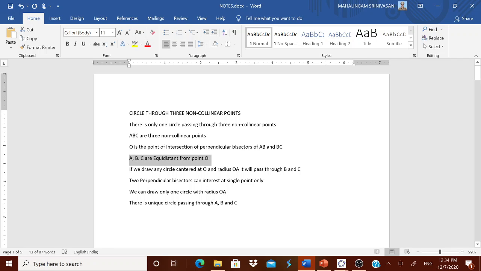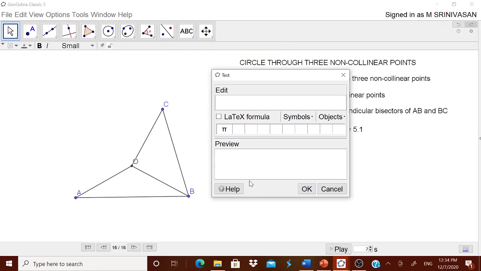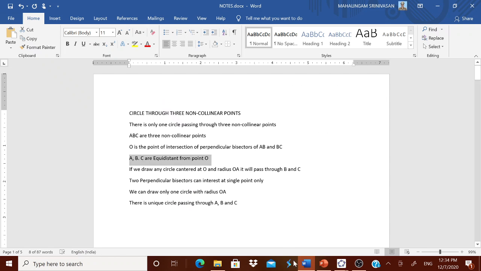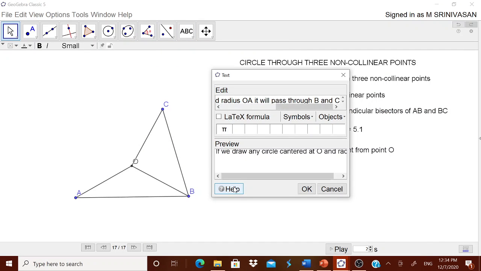Therefore, A, B, C are equidistant from O. We will declare this statement, one of the important statements over here: A, B, C are equidistant from O. Now in the next one, if we draw a circle centered at O, this is another declaration we are making. I will make that also.